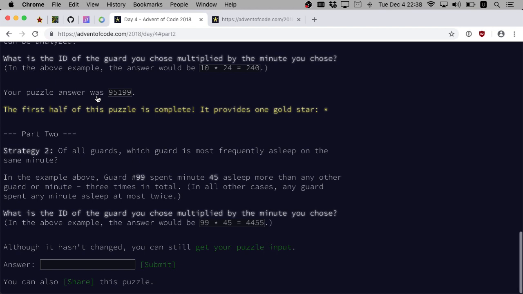And we have to do the part two. Wow, it takes a lot of time. Okay. Which guard is the most frequent asleep on the same minute? In the example above, guard 99 spent minute 45 asleep more than any other guard on per minute, 3 times in total. In all other cases, any guard spent any minute asleep at most twice. What you use is the guard ID you chose, multiplied by the minute you chose. Okay, so we need to find out the guard 99 spent minute 45.